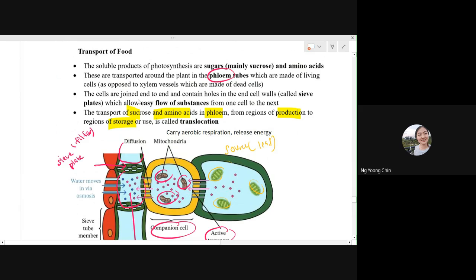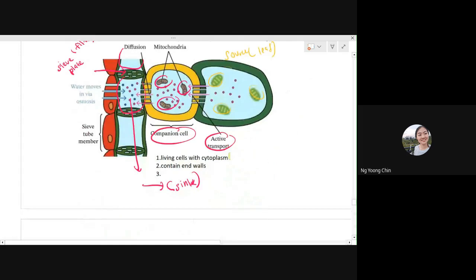Okay, so I think that's all. You can see the cell has the end wall, and it contains holes in the sieve plate, to allow easy flow of substances from one cell to the next. Another difference from the xylem is that in translocation, they transport nutrients in two ways. They can transport from up to down and from down to up, like this. So it's two-way transport.